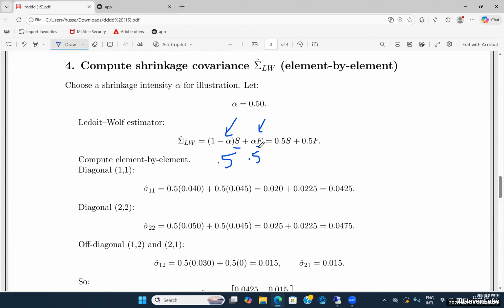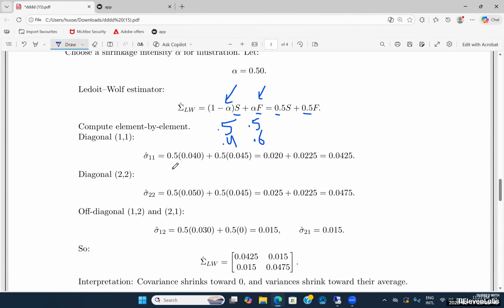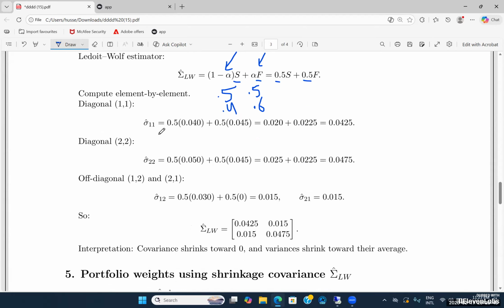Or if we wish to shrink the variance-covariance matrix more, then we can assign a higher number, such as 0.6. The remaining 0.4 will, of course, be applied to the actual sample variance-covariance matrix. By using these numbers, we can simply determine the new variance-covariance matrix.